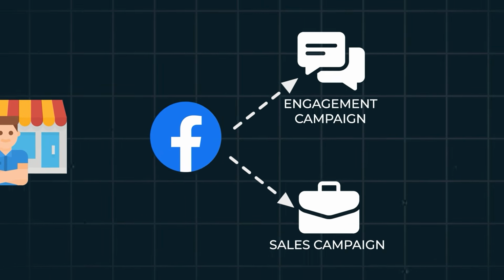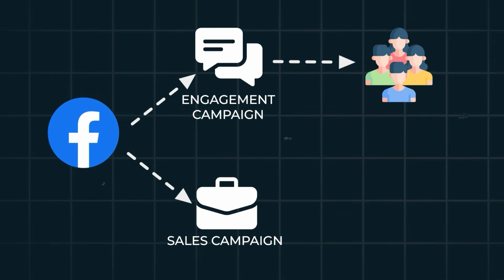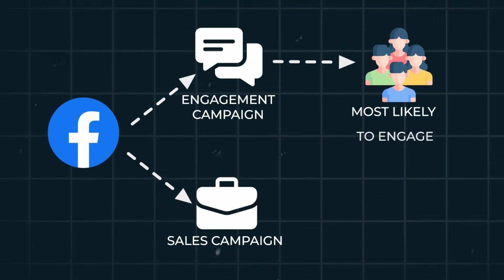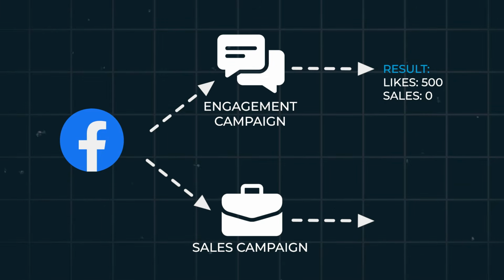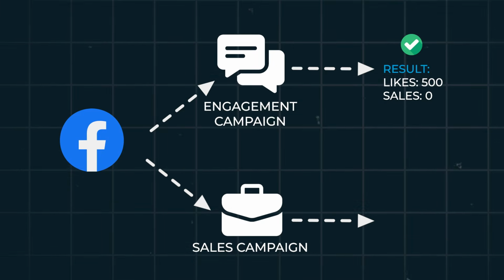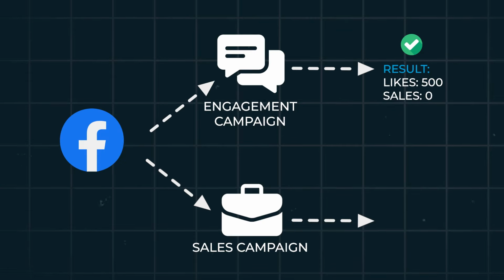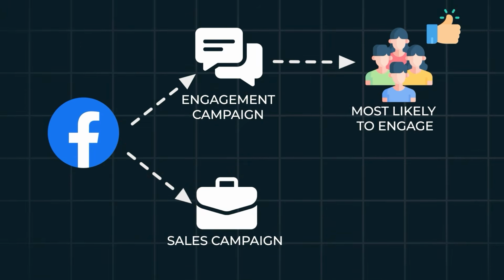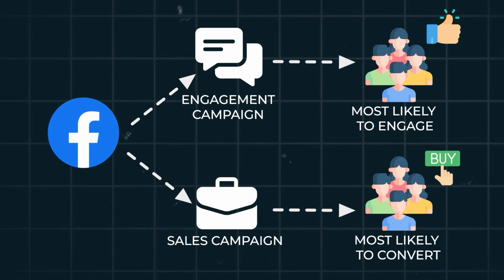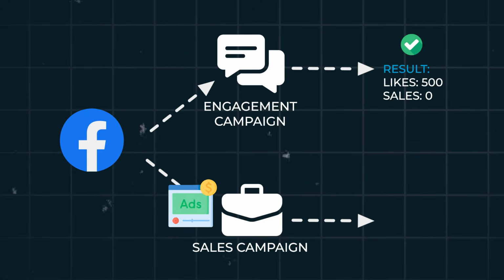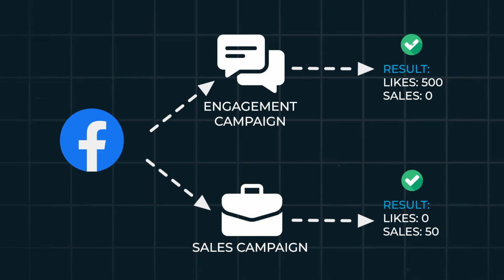The difference in each campaign is that in the engagement campaign, Facebook is going to show the ad to people within the selected audience who are most likely to engage. If you get 500 likes and 0 sales or leads in an engagement campaign, Facebook is going to call that a win because it's optimizing for engagement. Whereas in the sales campaign, Facebook is going to show the ad to people within the selected audience who are most likely to convert. And if you get 0 likes and 50 sales from a sales campaign, Facebook is going to call that a win because that's what it's optimizing for, or what it's looking for. It's looking for people who are going to complete the campaign goal.